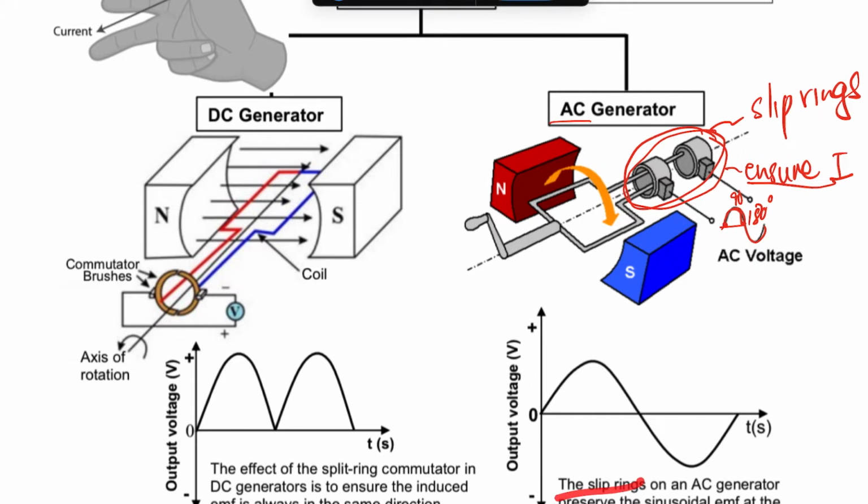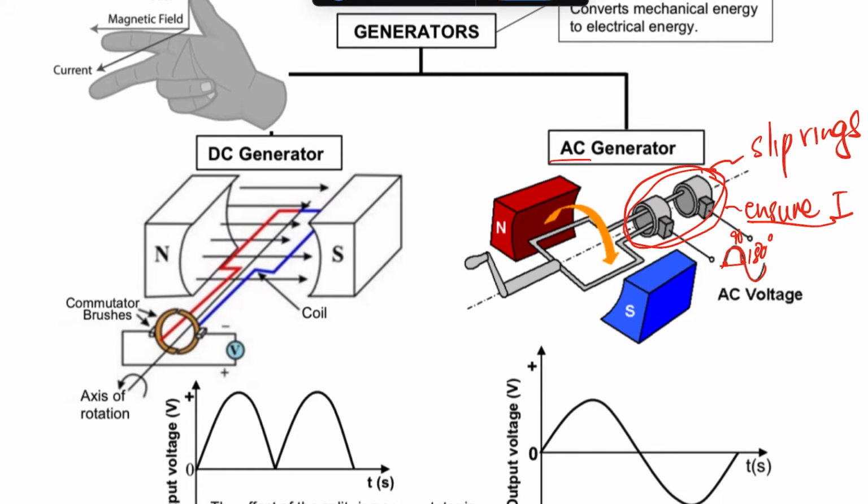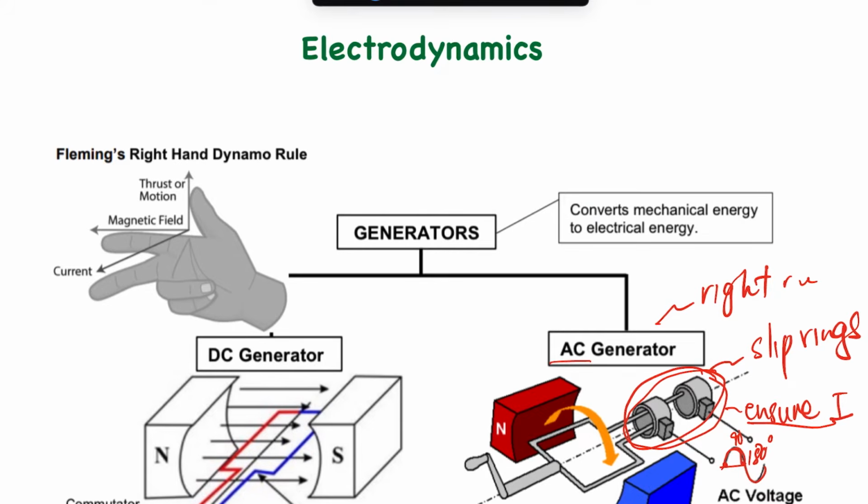Now it says slip rings on a generator preserve the solenoid EMF rotation, right? Okay, let's look at this one, guys. Another thing that is important here: the generator uses the right hand rule. We call it Fleming's right hand rule.